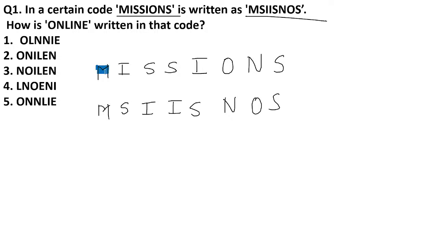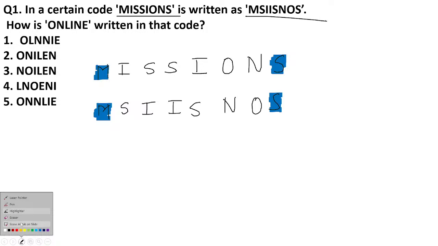Look here. Now I'll explain you. The first letter M and the first letter of this code have the same position, or the first letter of the given word has remained same in the code. Similarly, the last letter is also same. Correct? Have you understood this? In the word MISSIONS, the first letter was M, last letter was S. The first letter and last letter have remained the same in code.